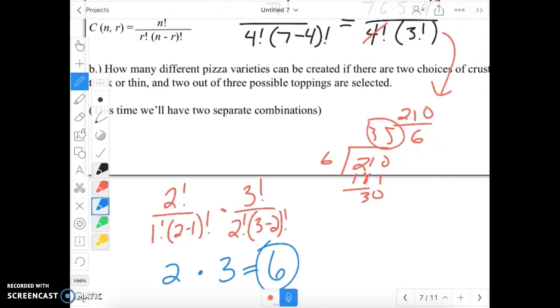Okay, so if I broke that down a little bit more, if you didn't get that, that'd be 2 times 1 over 1 times 1 multiplied by 3 times 2 over 2 times 1. Those 2's cancel out. Everything else is a 1, so it's just going to be 2 times 3, which equals 6.